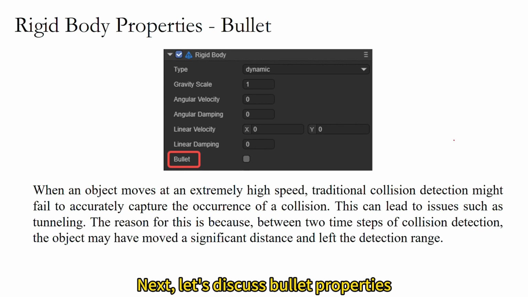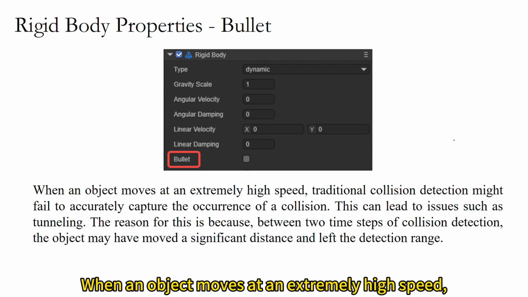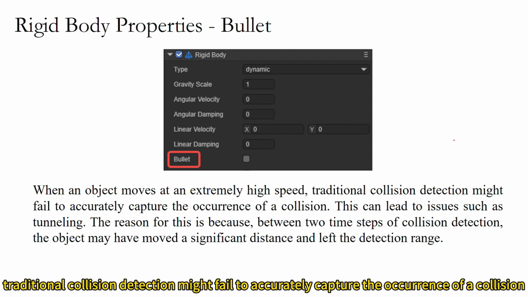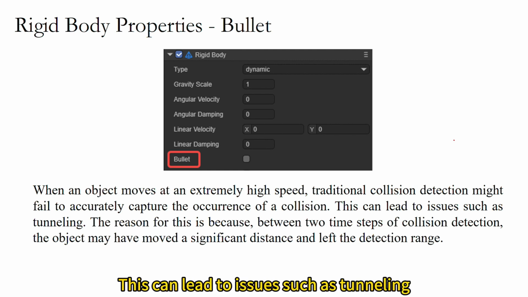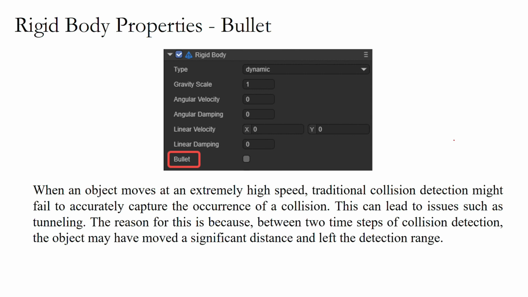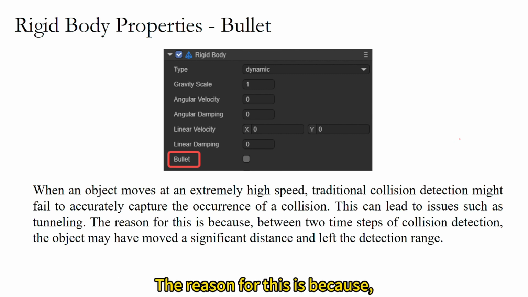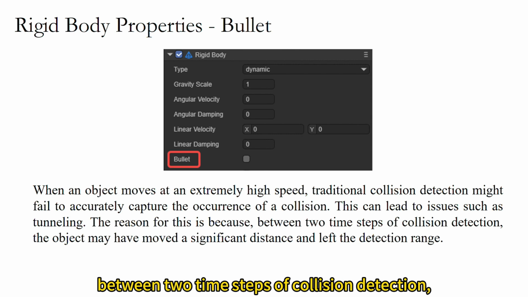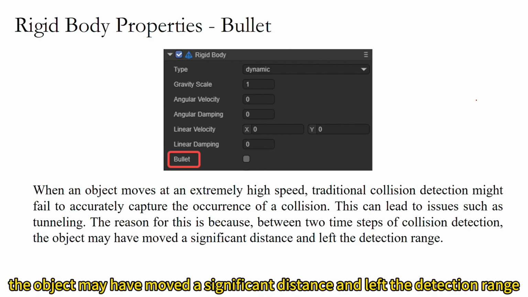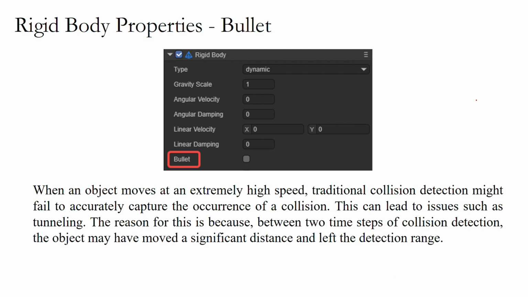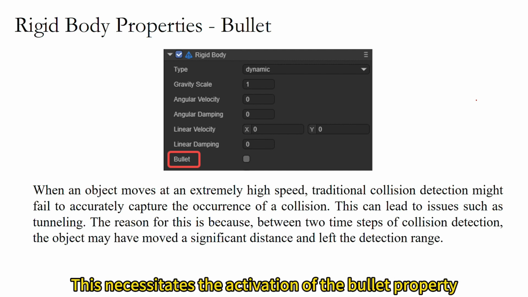Next, let's discuss bullet properties. When an object moves at an extremely high speed, traditional collision detection might fail to accurately capture the occurrence of a collision. This can lead to issues such as tunneling. The reason for this is because between two time steps of collision detection, the object may have moved a significant distance and left the detection range. This necessitates the activation of the bullet property.